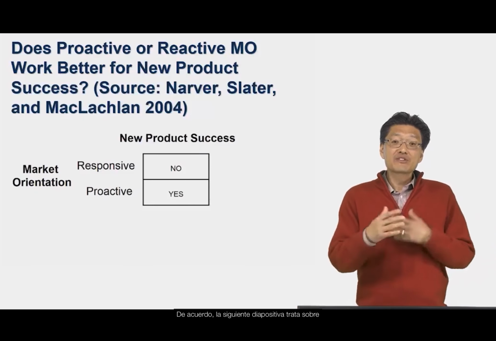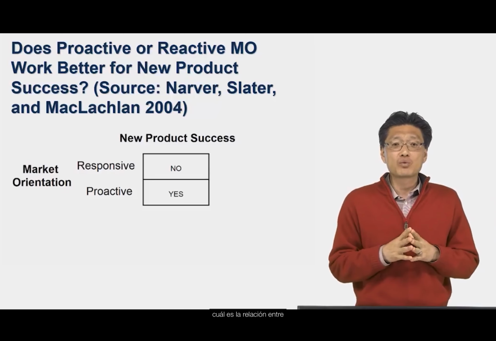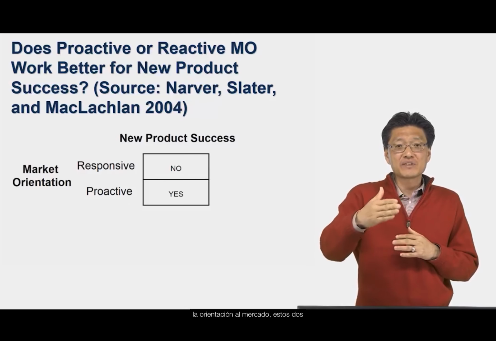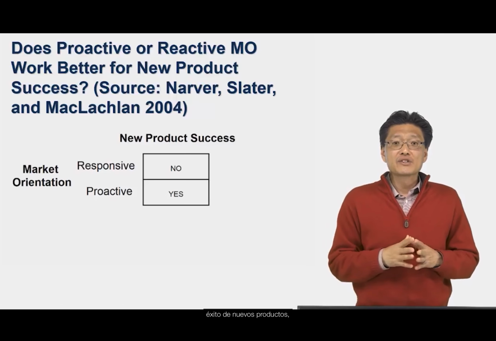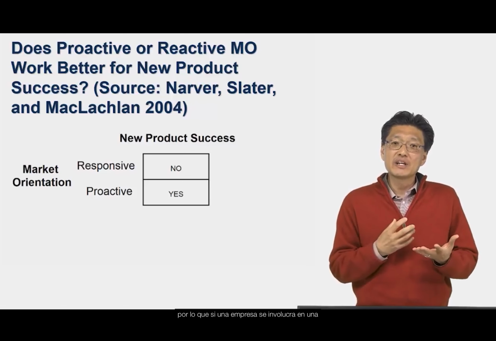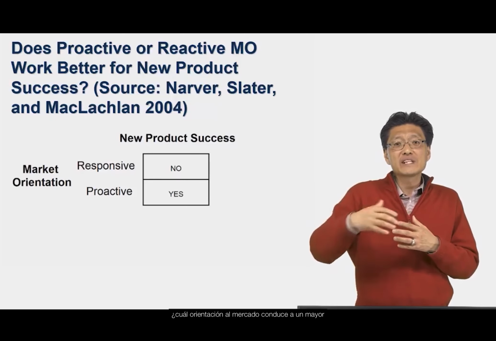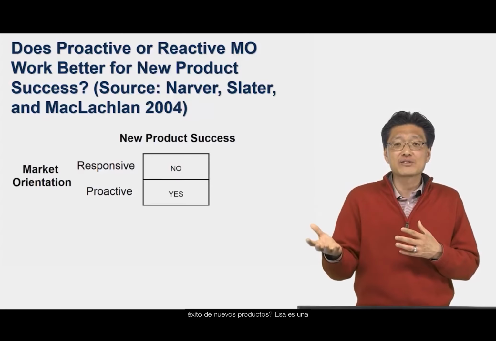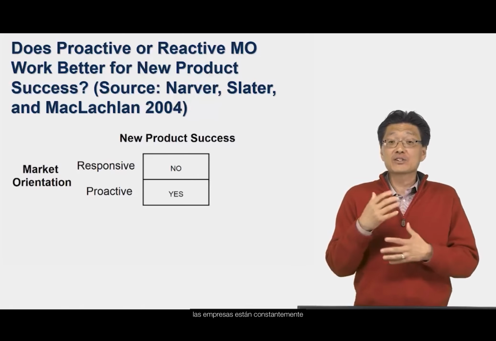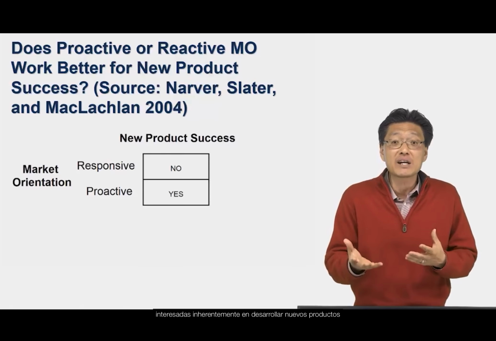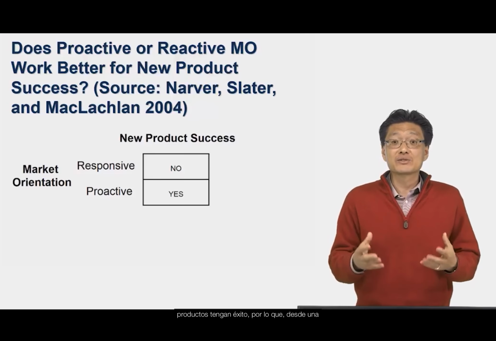Okay, so this next slide addresses the relationship between these two different types of market orientation and new product success. If a company engages in a responsive or proactive market orientation, which one leads to higher new product success? That's an important question to ask, because firms are constantly, inherently interested in developing new products, and they invest a lot in new product development, and they want their new products to succeed.